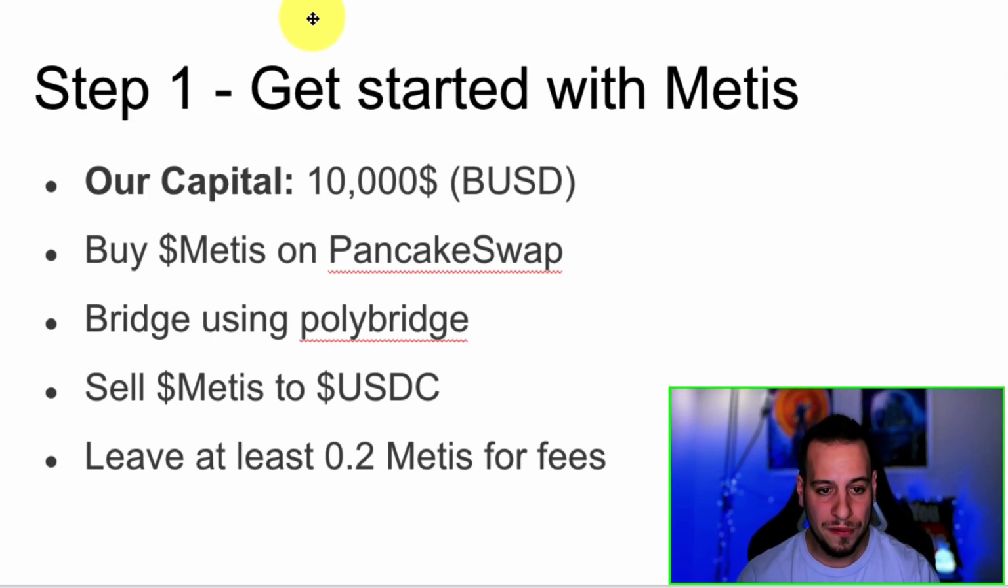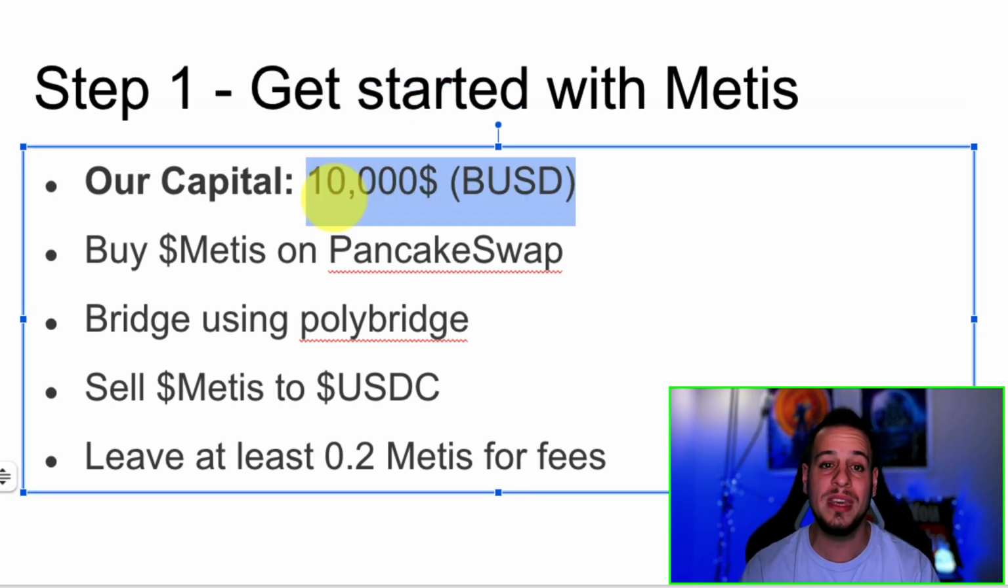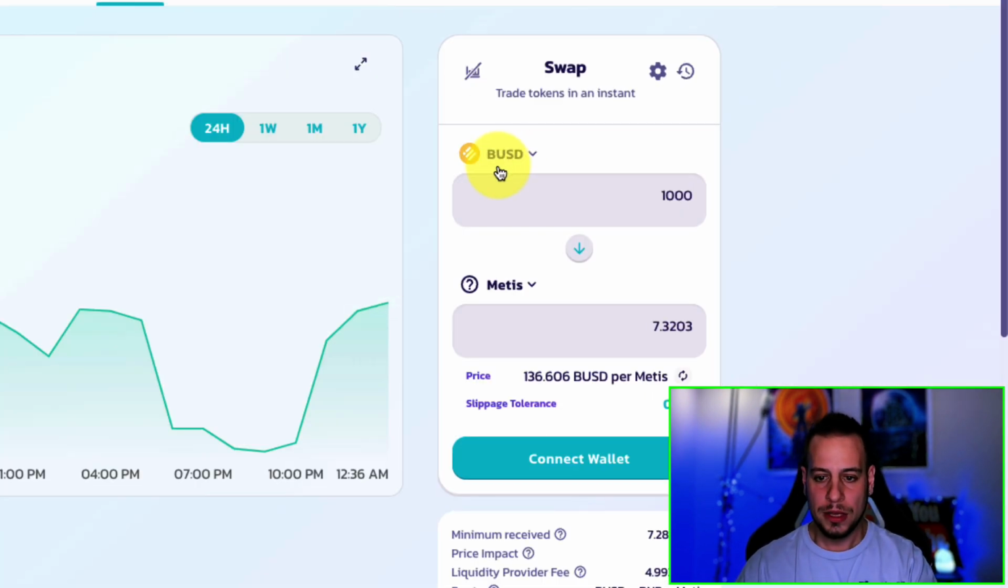So the first step is getting started with Metis. In order to get started with Metis, let's say that our capital is 10,000 BUSD on Binance Smart Chain. The first thing you want to do is go to PancakeSwap, okay? You go to PancakeSwap, then you're gonna purchase Metis token. Don't worry, you're gonna sell it right after you bridge it to the Metis chain. This is only so you have enough for fees and initial funds on Metis.